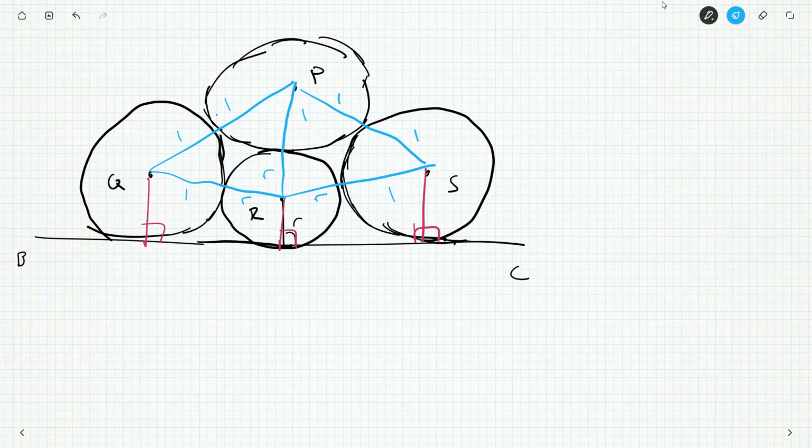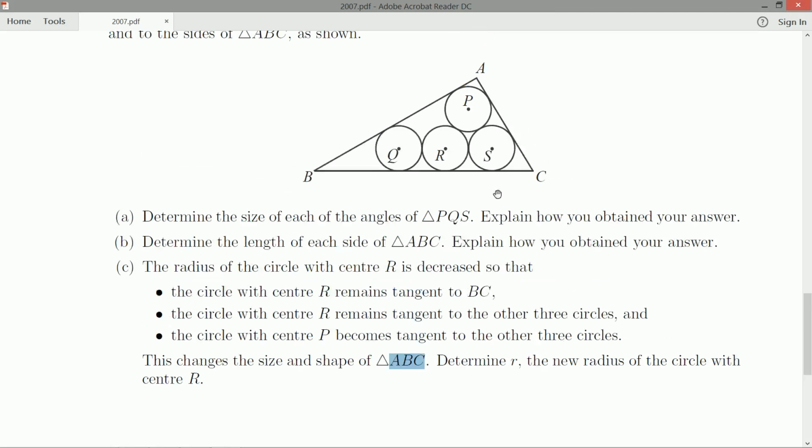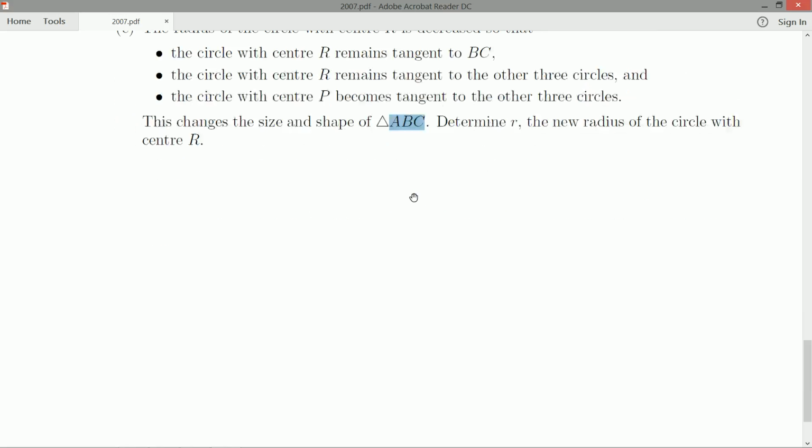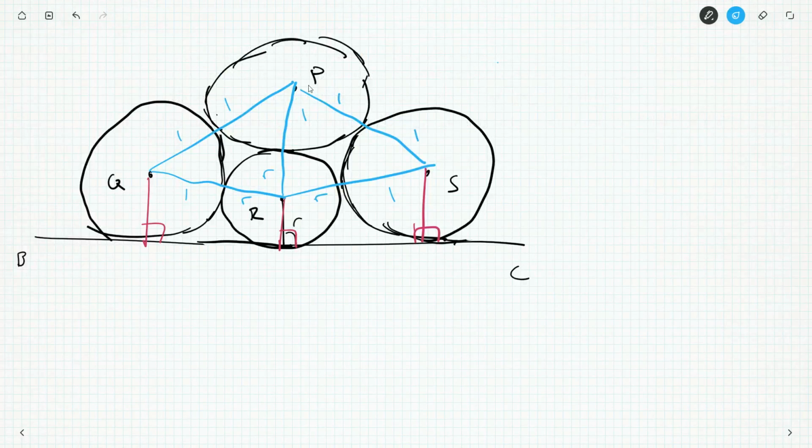And they say A, B, C changes the size and shape. I don't see how that's going to help me determine R, because I would need to recalculate some of these lengths for A, B, and C, and that requires knowing things like the length of P, S, which I do know. It seems like it's just encapsulated all here. I guess they probably said A, B, C changes shape just so that you really realize that you have to redraw the picture.